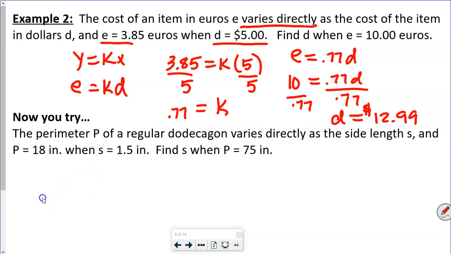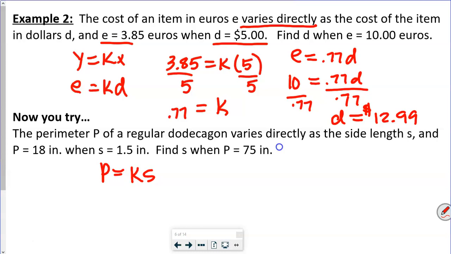So this one says the perimeter of a regular dodecagon varies directly as the side length S, and P is 18 inches when S is 1.5 inches. So it varies directly, so we got P equals K times S, right? That's what we were told.